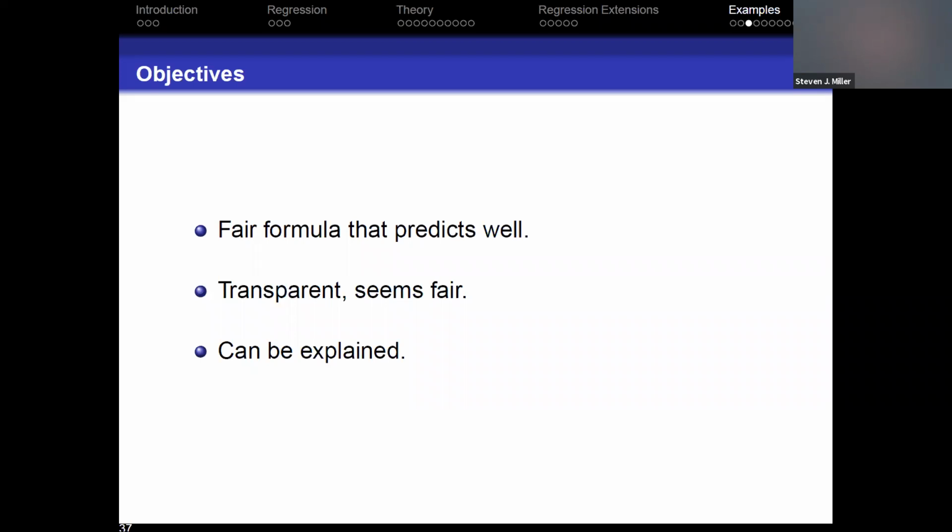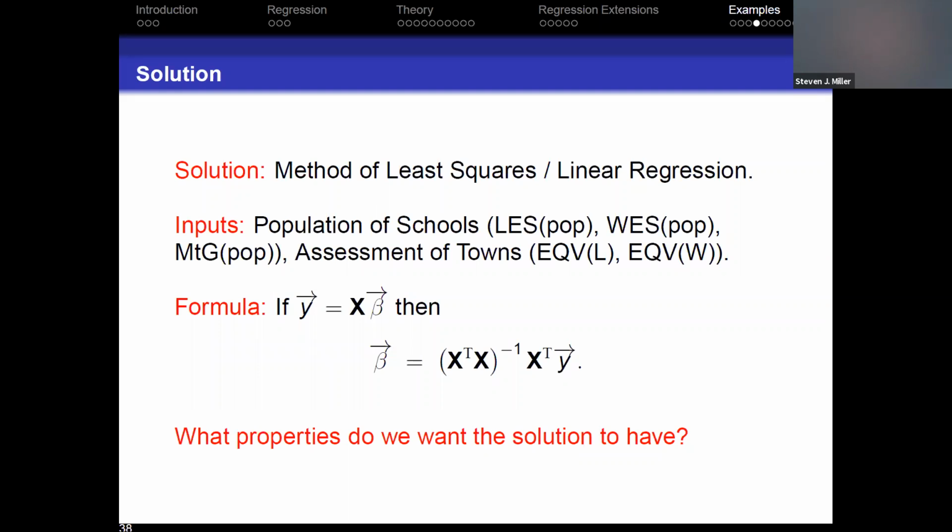It's transparent, it's easy to explain to the select boards, the finance committee, the voters, what's going on, that there's nothing that's hidden. It's clear how it works. And so I used the method of least squares or linear regression. And what was nice is I could get a really good fit without using too many variables.